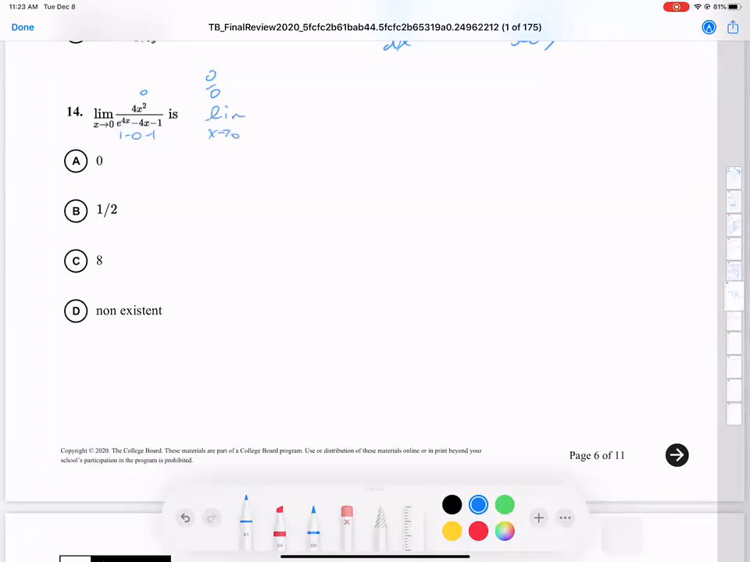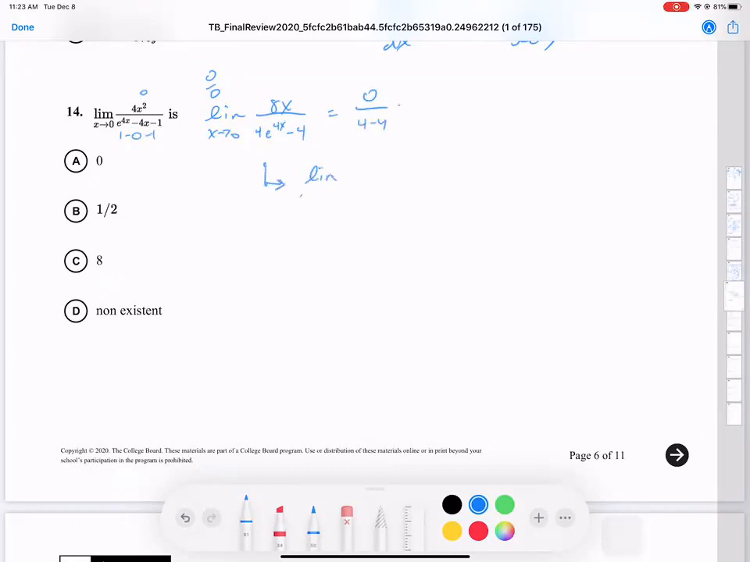on top, it's going to be 8x over the derivative of e to the 4x, which is just e to the 4x times 4 by chain rule. So 4 e to the 4x minus 4, okay? And that's our chain rule. We're going to plug in 0 again. We end up with 0 over 4 minus 4, which is back to 0. Darn it. So we have to do L'Hopital's rule again.